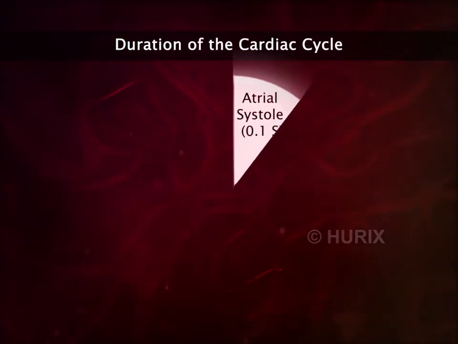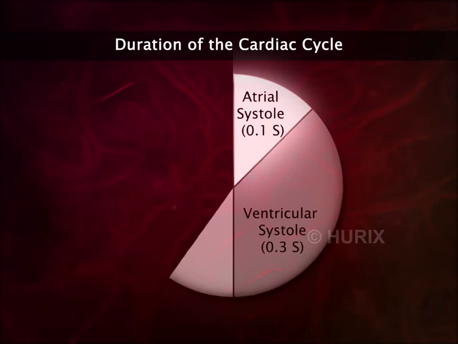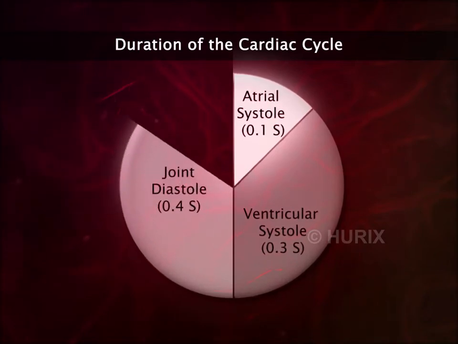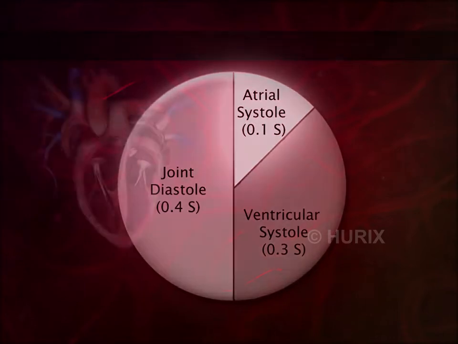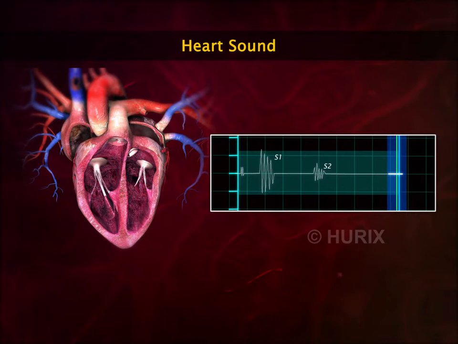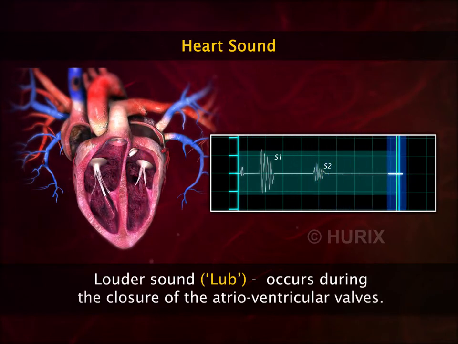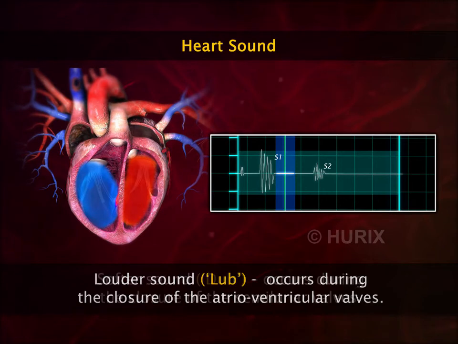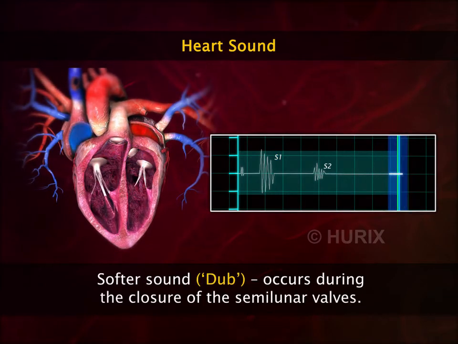The heart beats about 72 times per minute. Thus, the duration of each cardiac cycle is approximately 0.8 seconds. The characteristic lub-dub sounds of the heartbeat are produced as the valves close. The closing of the atrioventricular valves produces the louder lub sound, and the closing of the semilunar valves produces the softer dub sound.